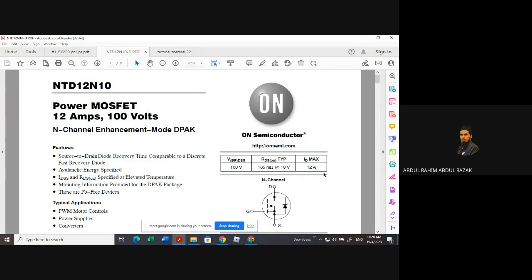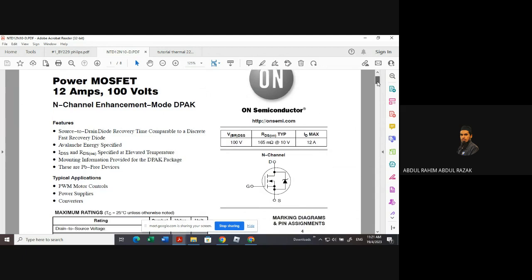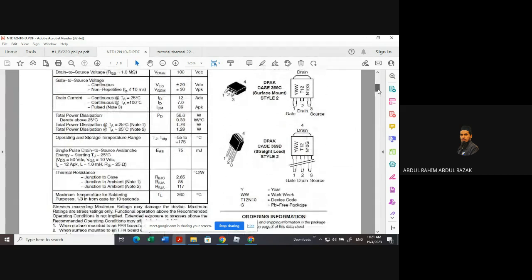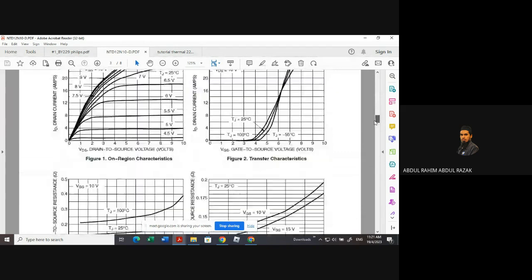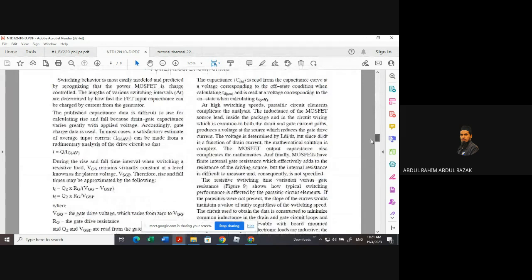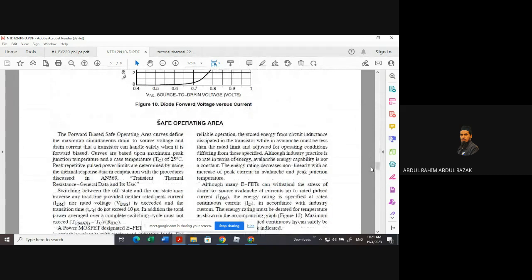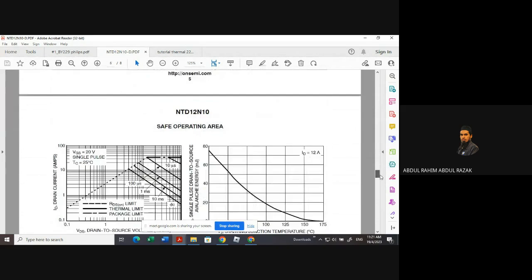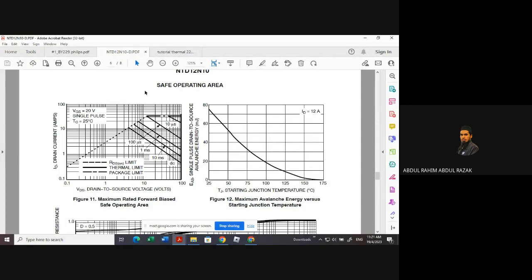So that is your dashboard standing up. But by right, there are other considerations: at what ambient temperature, at what heat sink size you have applied, at what duty cycle you are operating. All of that needs to be considered before you can apply this maximum rating. So the first thing you have to do is look at your safe operating area graph. Sometimes it is placed at the next page, sometimes at almost the last page, 6 out of 8 here. So this is your maximum rated forward bias safe operating area.